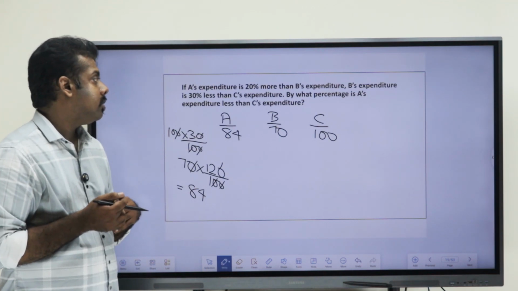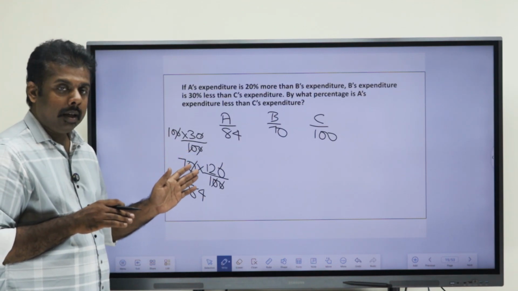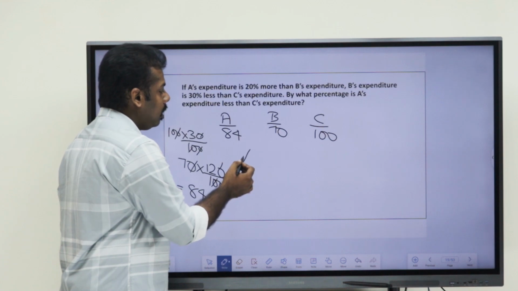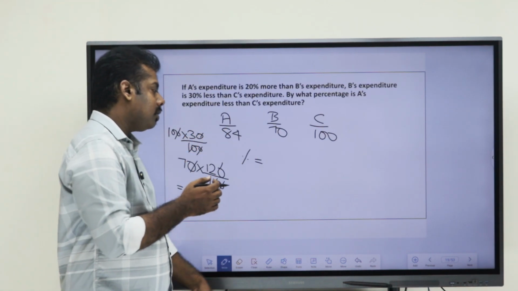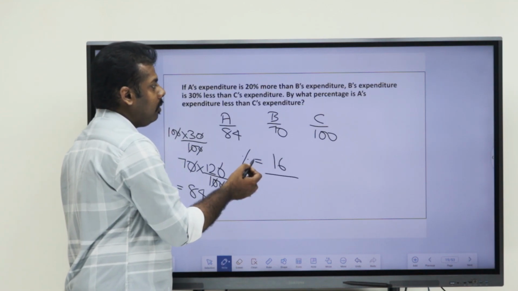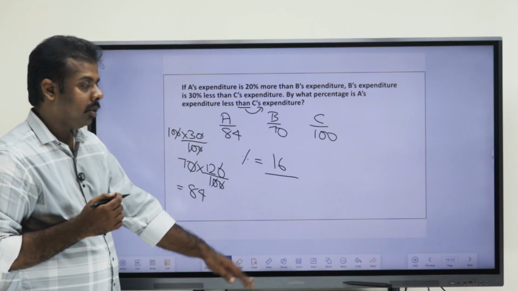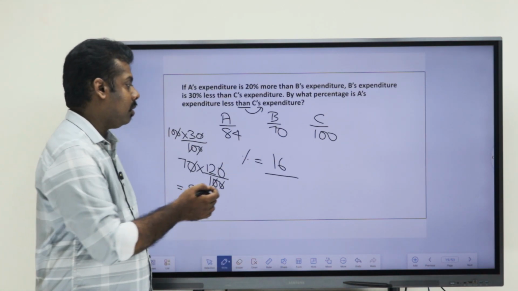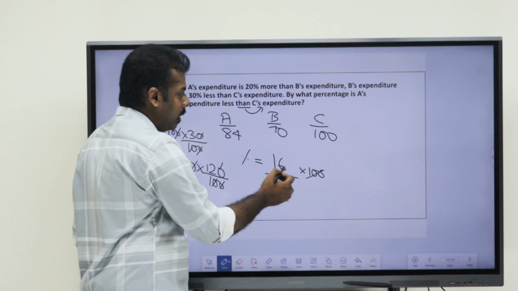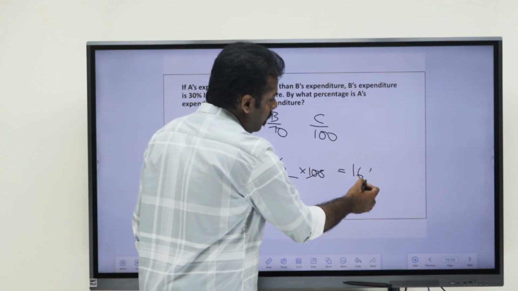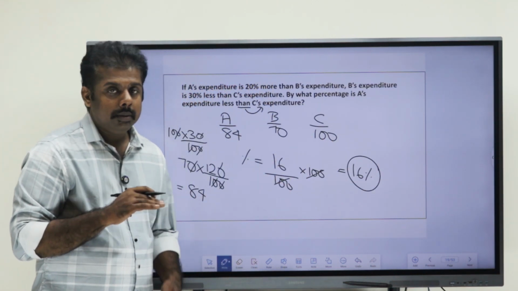Now, what is the final question that they have asked? By what percentage is A's expenditure less than C's expenditure? Now, they are comparing A and C. So what was the concept? First, find the difference of the two values. A and C, their difference is 16. After that, they have told about C's expenditure, so you have to take C's expenditure in the denominator. C's expenditure is 100, and obviously into 100. So here as well we get it directly: A's expenditure is 16% less than C.